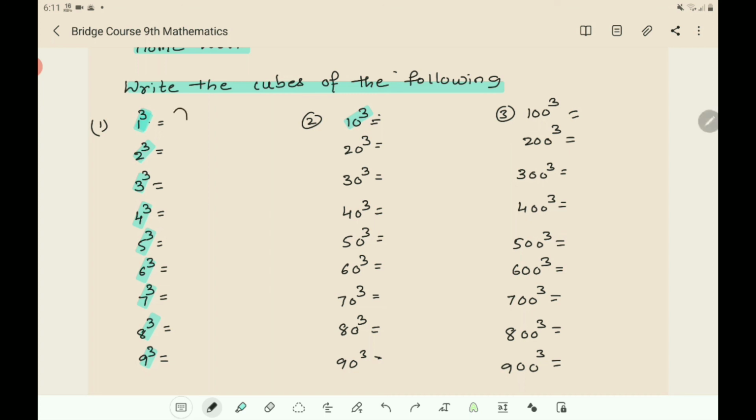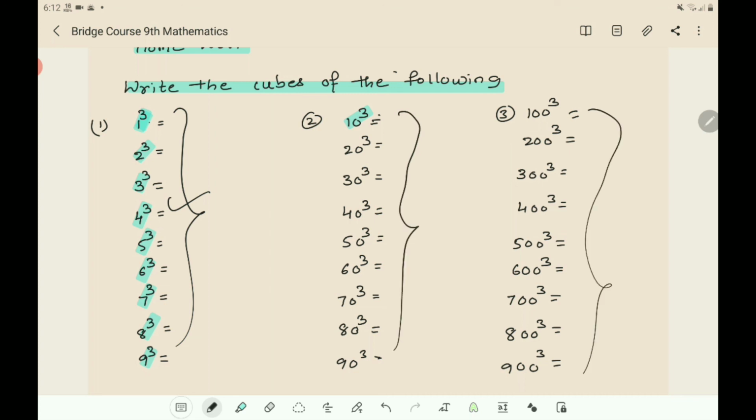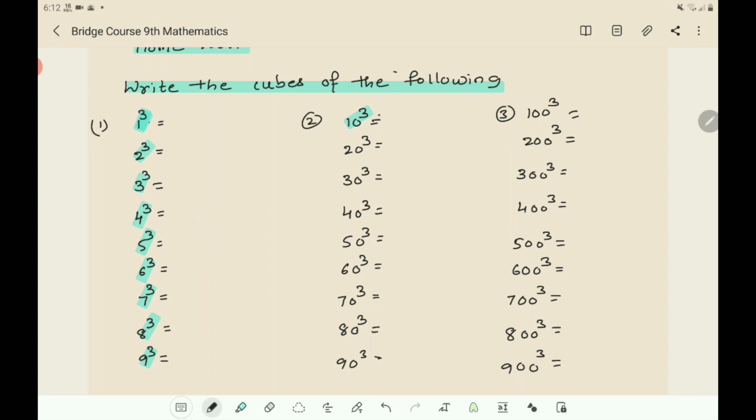That is, first you write the cubes of this number. With the help of this, we can write the cubes of these numbers. That is only change in the number of zeros. You must write 3 times the number of zeros in the given number. Here 1 zero means 3 zeros you must put. Here 2 zeros means 6 zeros you must put.